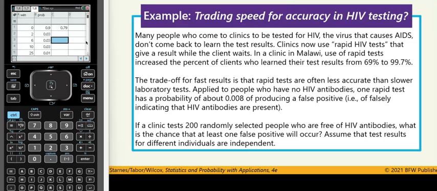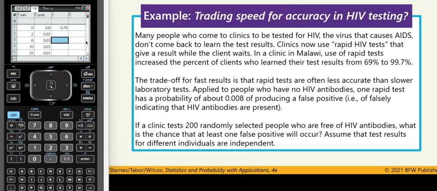Many people who come to clinics to be tested for HIV don't come back to learn the test results. Well, that kind of defeats the purpose, right? So now they use something called rapid HIV tests. I'm guessing these are not quite as effective, maybe. In a clinic in Malawi, use of rapid tests increased the percent of clients who learn the test results. Wow, so a lot of them come back for that one because it's fast. But the trade-off is that rapid tests are often less accurate than slower laboratory tests. That makes sense to me.